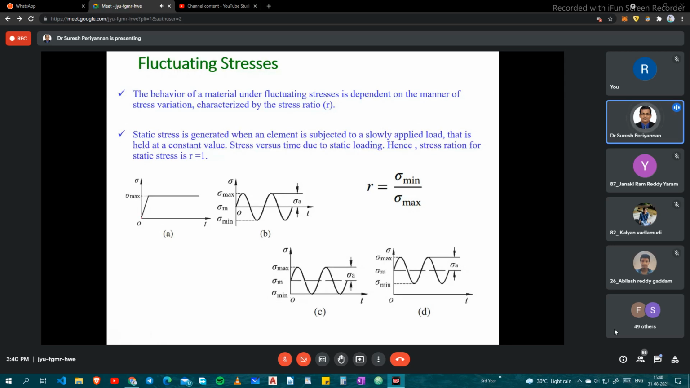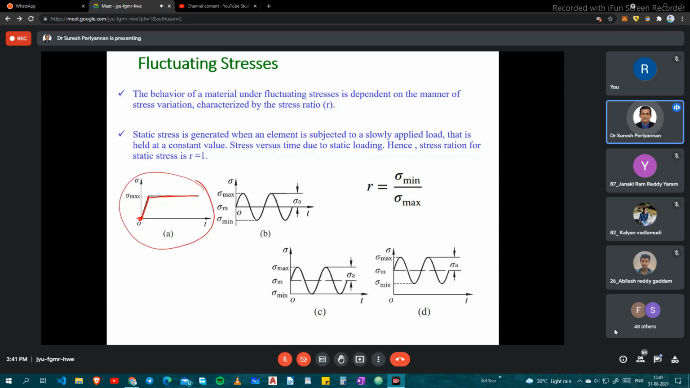But initially, we cannot expect that. If any machine member or component is subjected to load, initially it will start from 0, then gradually it reaches some point, right? Because it is taking the load slowly, the stress value slowly increases, and after that it may become stable. Then it will not change in direction. Here, the stress magnitude doesn't change with respect to time. Hence, this is under static load condition.